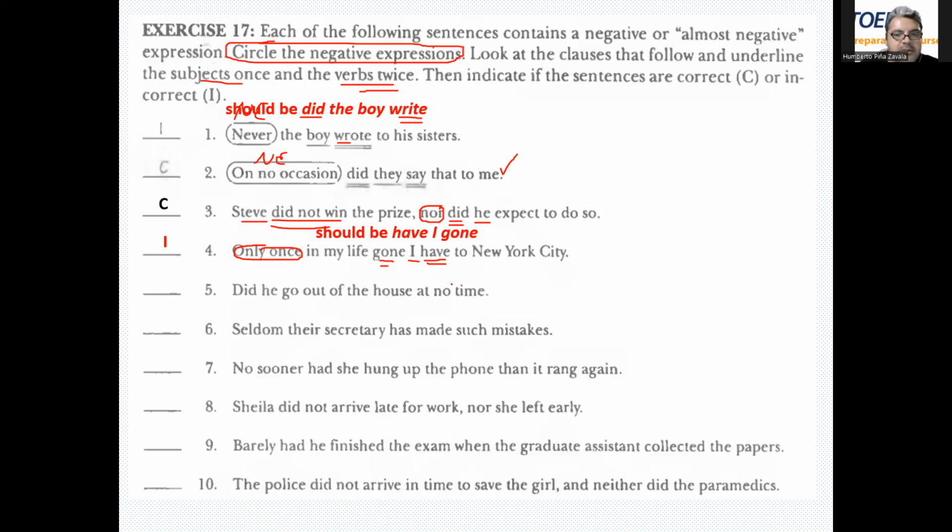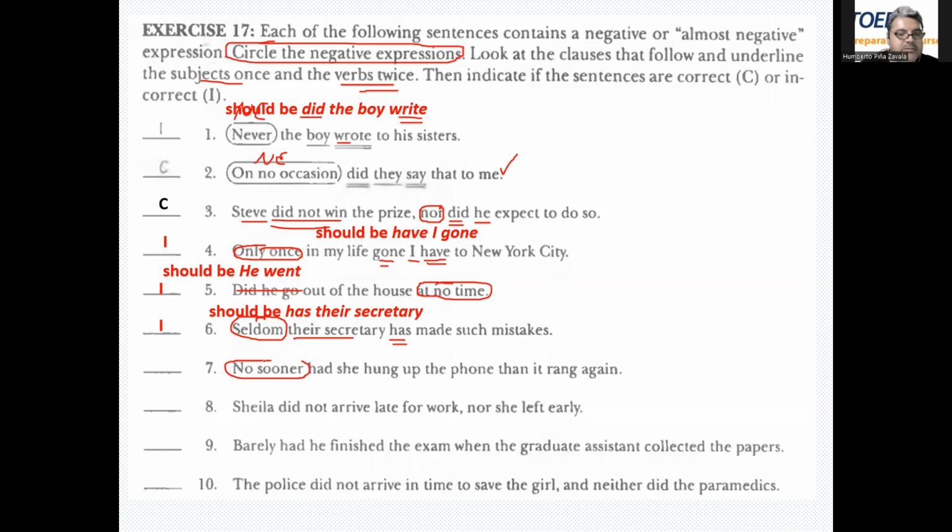Did he go out of the house at no time? At no time. Right. This is a problem because it should be at no time did he go out of the house, or he went out of the house at no time. Only when the negative expression is at the beginning do we change it. For example, seldom. Oh, okay. This is a problem here too. Seldom has their secretary made such mistakes.